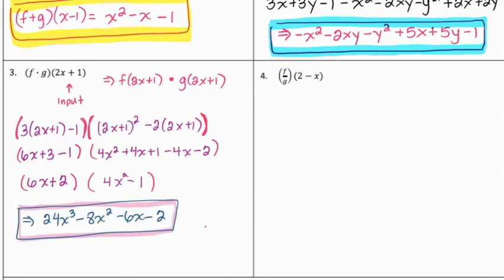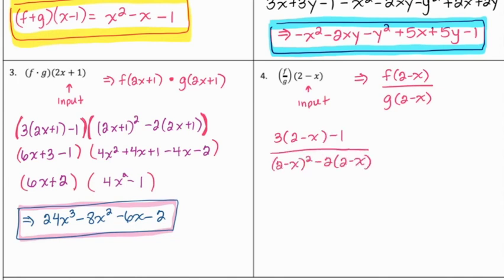All right, so I end up at 24x to the third power minus 8x squared minus 6x minus 2 for this one. I make sure that my answer is written in standard form. Let's try the next one, number 4. We have been given our input. We are going to set ourselves up. I am going to substitute.